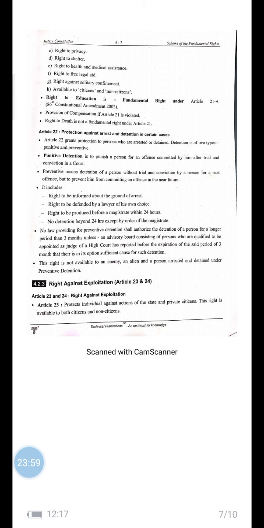Then no law shall authorize preventive detention of a person for a longer period than 3 months unless an advisory board, consisting of persons qualified to be appointed as judges of a high court, reports before the expiry of the 3 months that there is sufficient cause for detention. So these rights are available to enemy aliens, and to a person arrested or detained under the preventive regime.